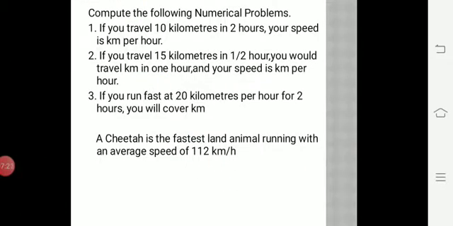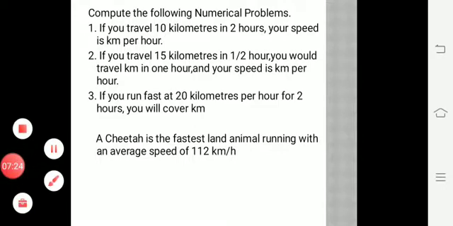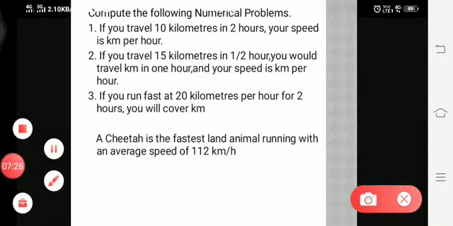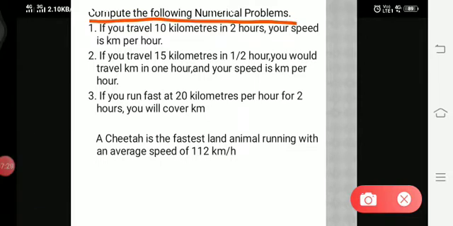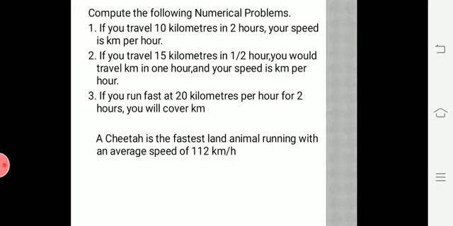So they have given questions. This is some of the activity. Compute the following numerical problems. So you have 3 questions. Okay, first question. If you travel 10 kilometers in 2 hours, what is the speed? Okay, that is the question. So you know the speed formula. I did the calculation here, but I think it is not clear. Anyway, you can zoom it and you can see. You can pause the video and zoom it and then you can work it out at home.